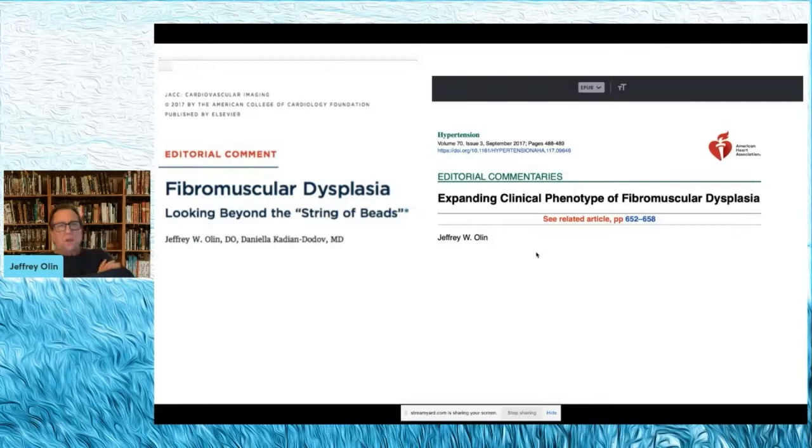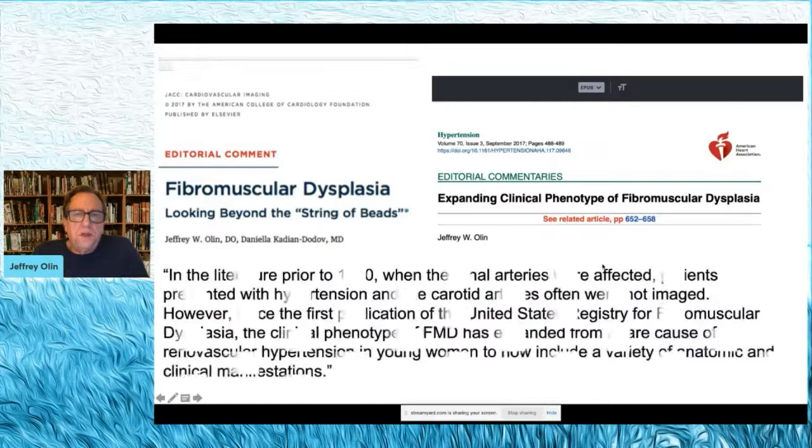So after we published the paper on aneurysms and dissections, my colleague, Dr. Katie Ndodolf, and I wrote an editorial looking beyond the string of beads. And then later that year, in response to a paper from the group in Paris, we wrote this editorial expanding the clinical phenotype. The clinical phenotype is like how the patient presents in fibromuscular dysplasia.